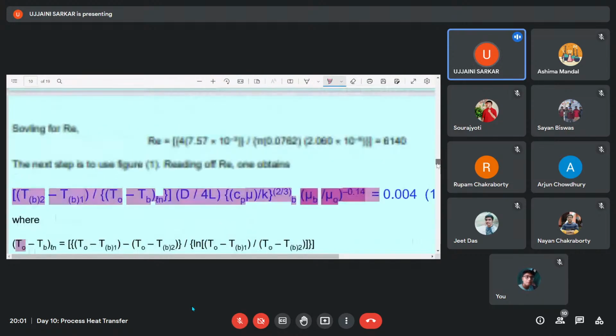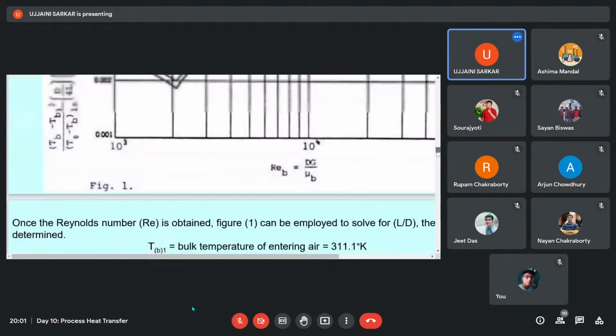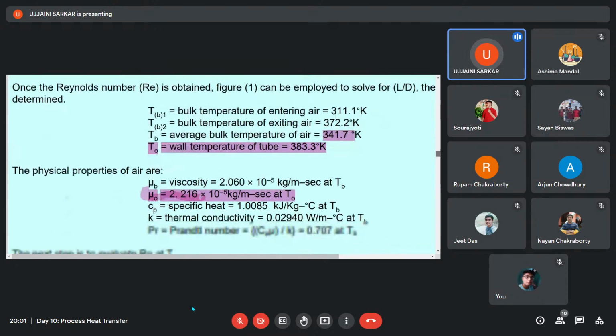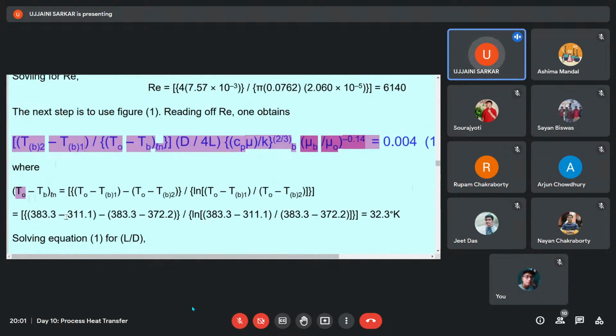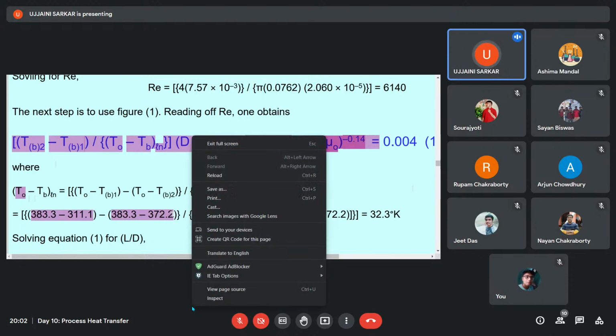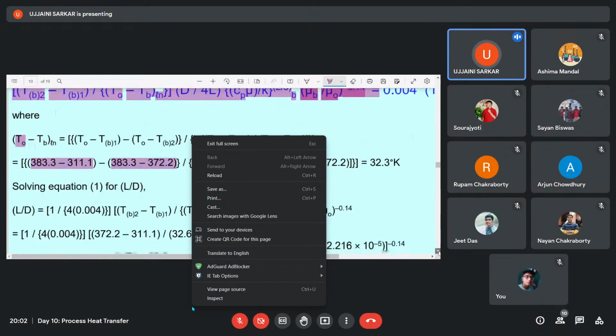দেখো এখানে আবার ফিরে যাচ্ছি, 311.1 আর এক্সিটে হচ্ছে 372.2। সো দেখো এখানে আমরা (383.3 − 311.1) minus (383.3 − 372.2) divided by ln of the same thing, this one divided by this one, that is the denominator. That is what is called the log mean temperature difference, and that is 32.3 Kelvin.